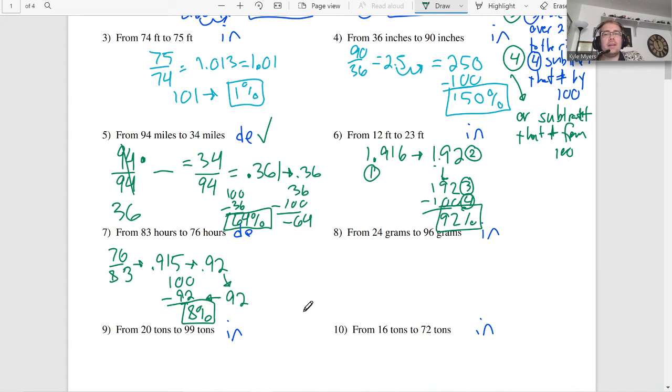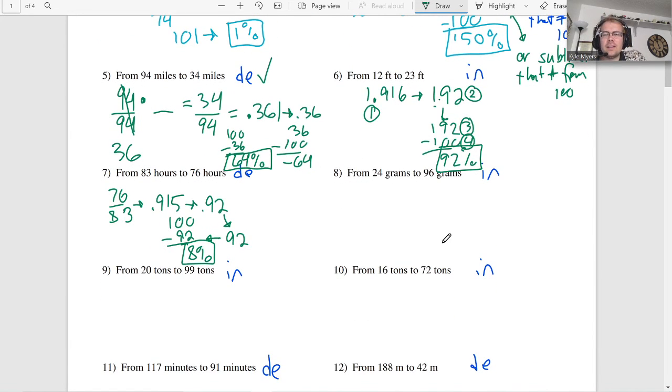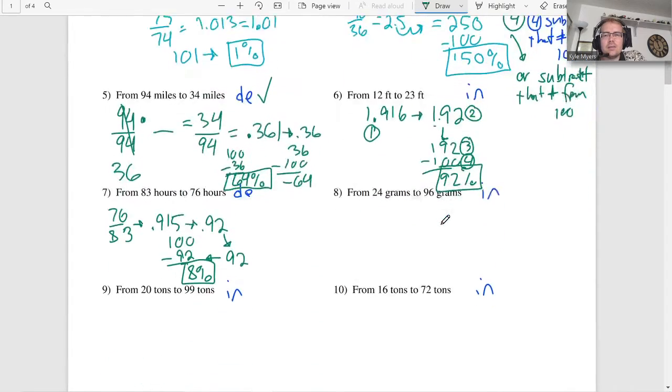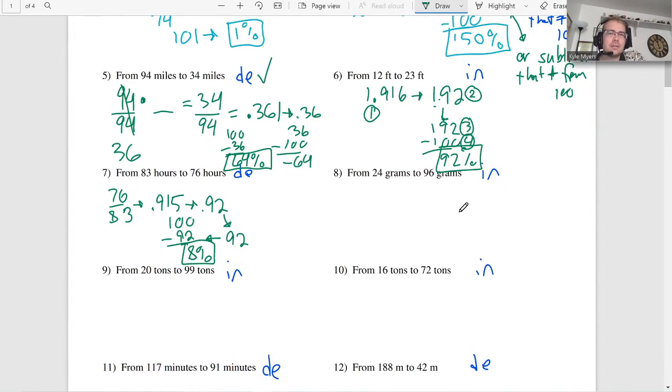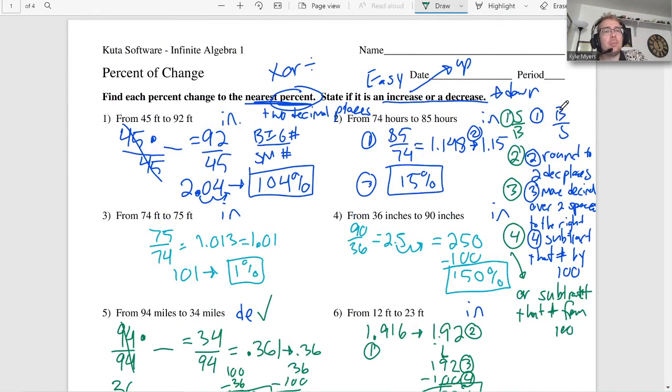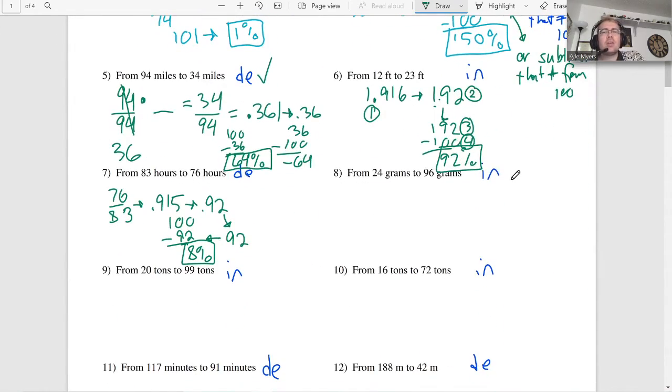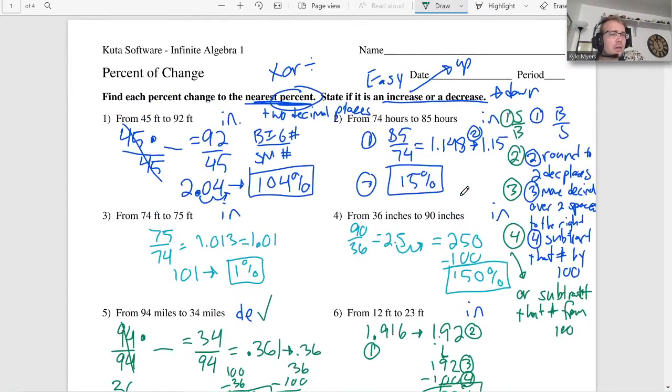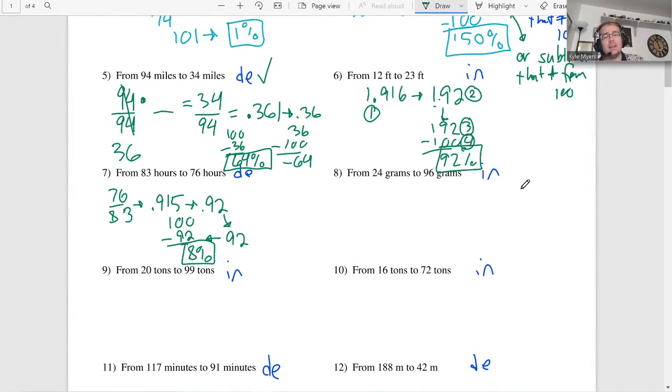Okay, number 8. And I just realized I didn't switch my color. I just used green for more than 2 problems. Whoa, crazy. Okay, increase. We go big divided by small. You can also just remember to divide. If it says from blank to blank, then just divide the right side number by the left side number. That also works. So if that's easier for you, just do that.